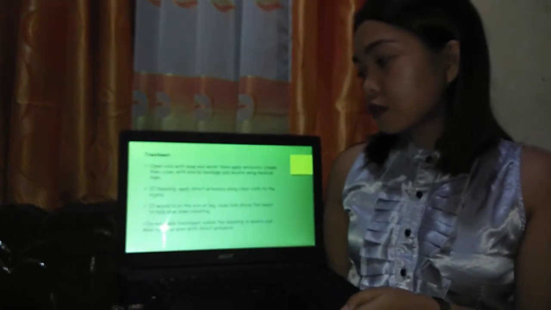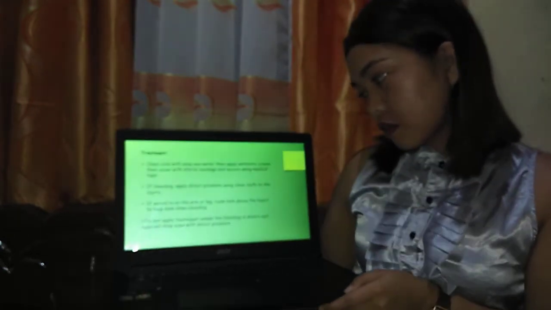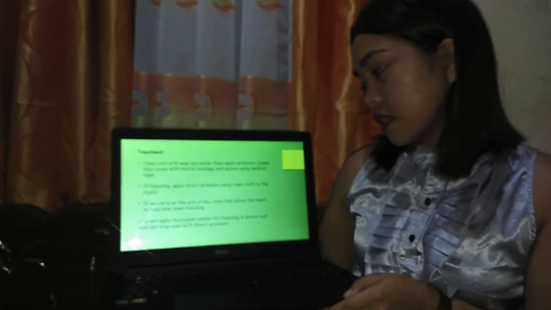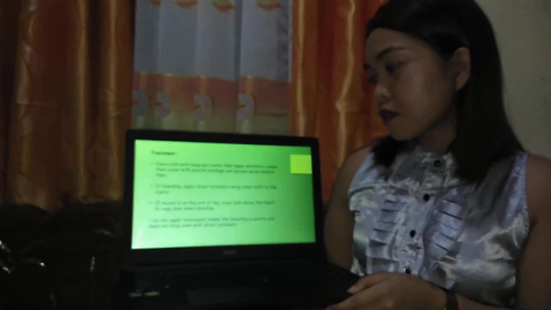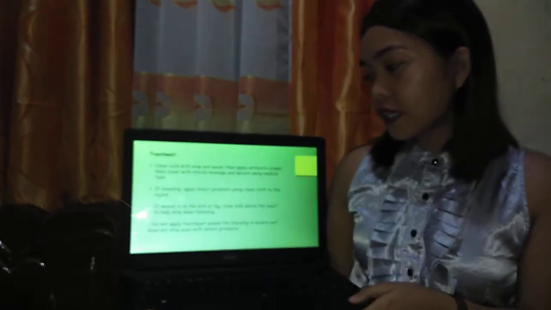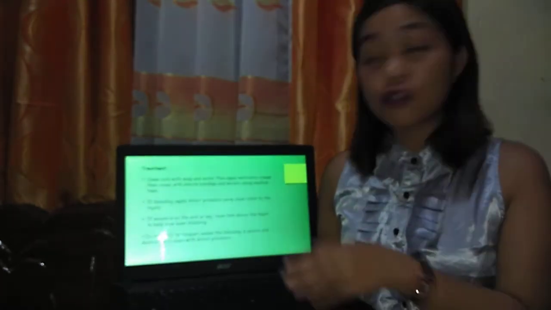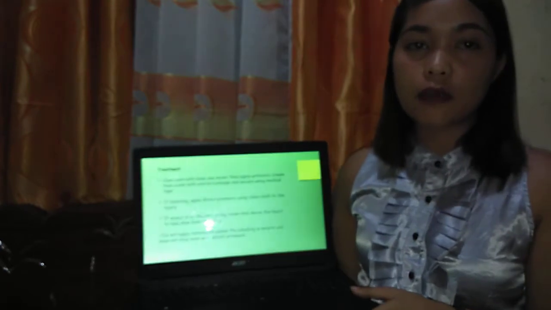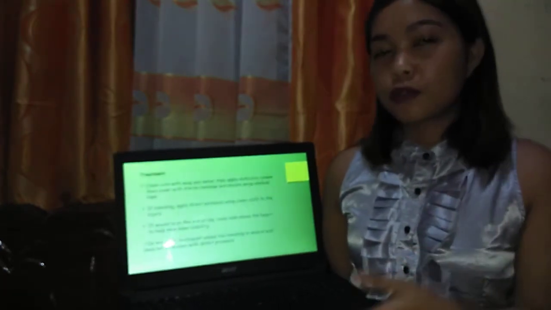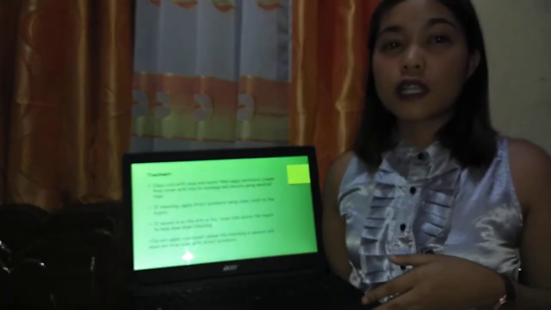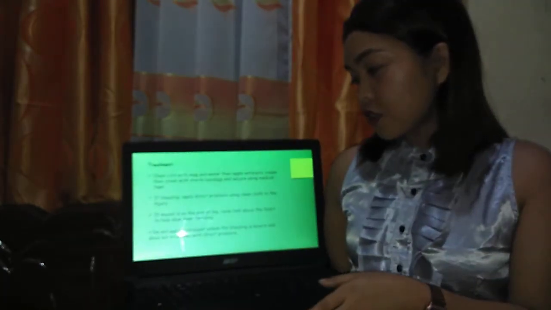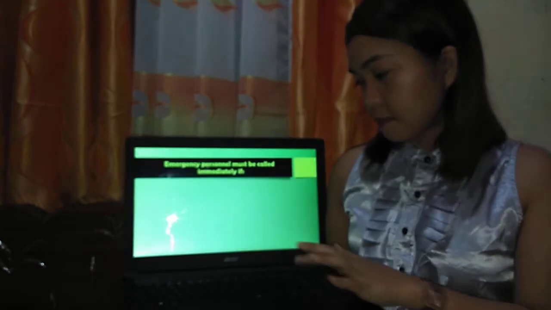Number 4, do not apply tourniquet unless the bleeding is severe and does not stop even with direct pressure. So, wag nating lalagyan ng tourniquet. Yung tourniquet, yun yung apparatus na ginagamit para tumigil yung pagdudugo. So, kung hindi naman ganun kalala yung pagdudugo, wag na natin siyang a-applyan ng tourniquet.